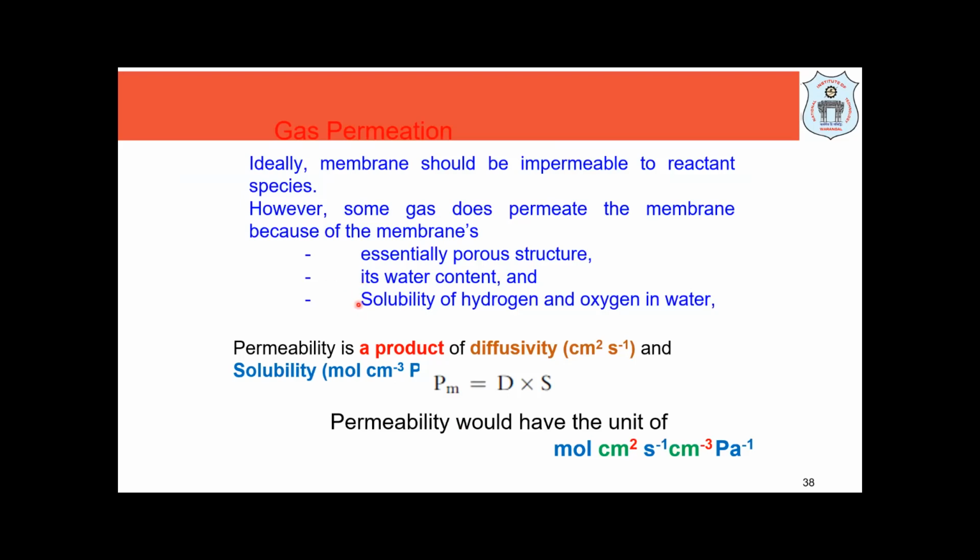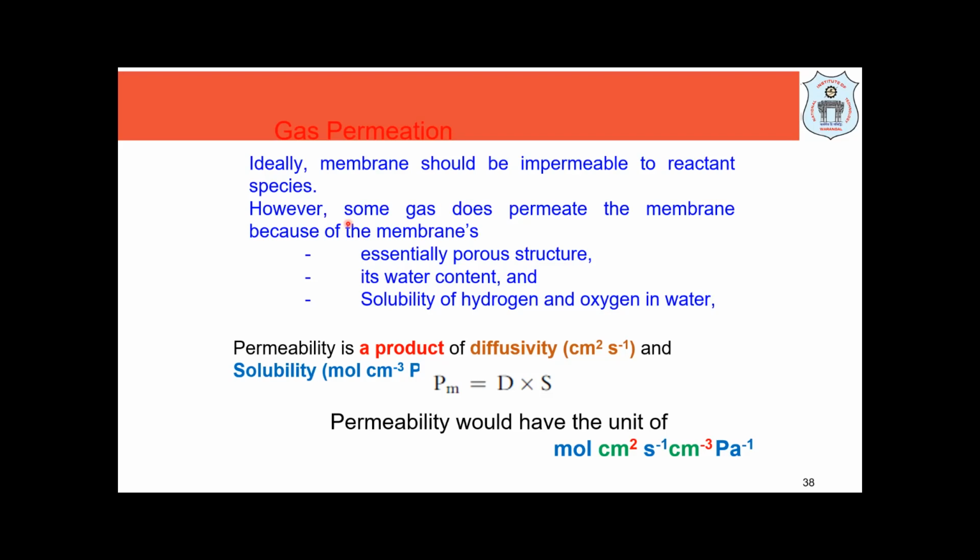And what is gas permeability? Gas permeation is important here because if any of the raw material reactants or products is in the gas phase, the membrane matters. In the ideal case, this membrane should not allow any of the reactant gases, product gases, or intermediate product gases to pass through. They should remain impermeable to the reactant species. However, some of the gases do permeate through the membrane because it has an essentially porous structure with water content, and there is also some solubility of hydrogen and oxygen in water.